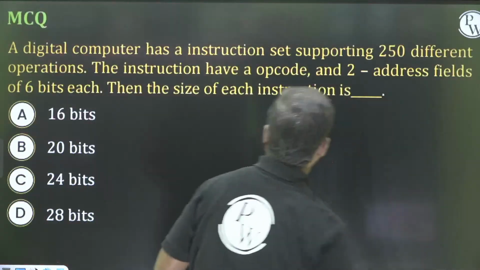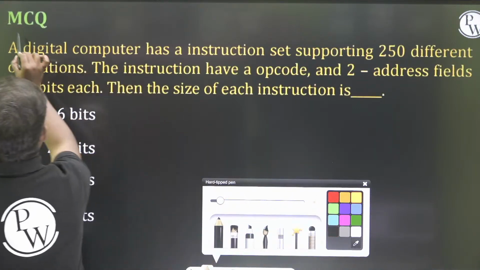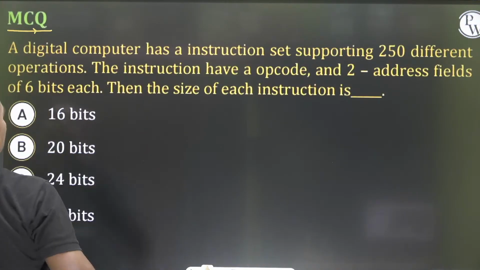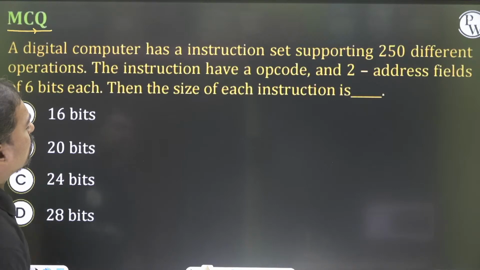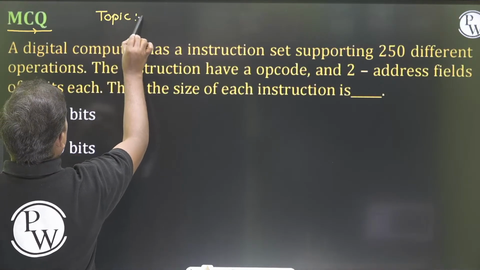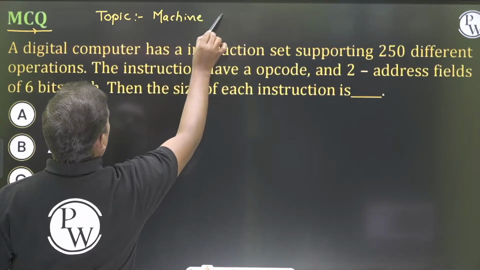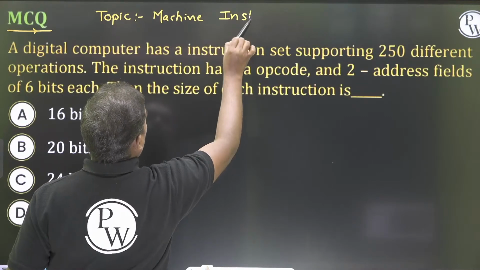Now here comes the first question. This is an MCQ, multiple choice question. A digital computer has an instruction set. The topic is machine instructions. So how to solve this question?